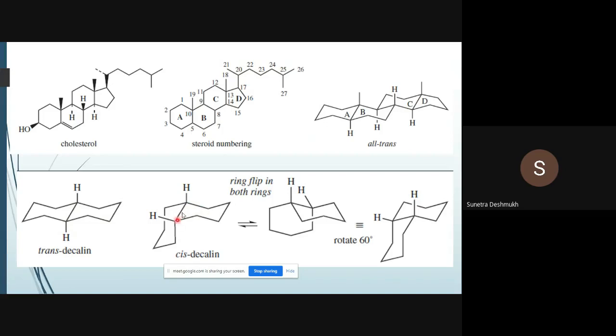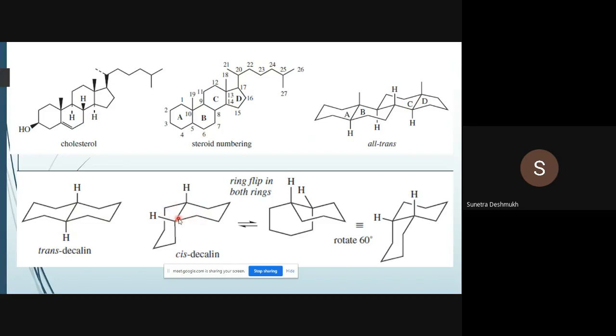Okay, so fusion is there. These two fused six-membered rings are cis to each other. In this molecule, in this ring also, these two bonds which are fused together at the next bond are both equatorial. This bond is also equatorial, this bond is also equatorial. This is below the plane, this one is pointing above the plane.